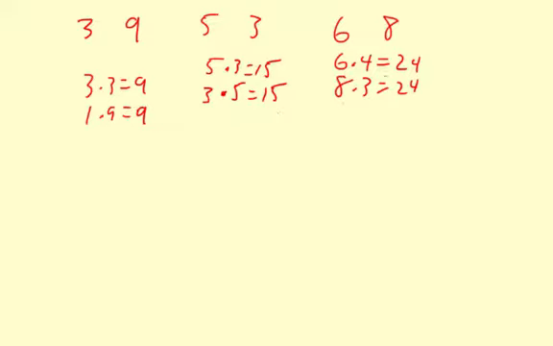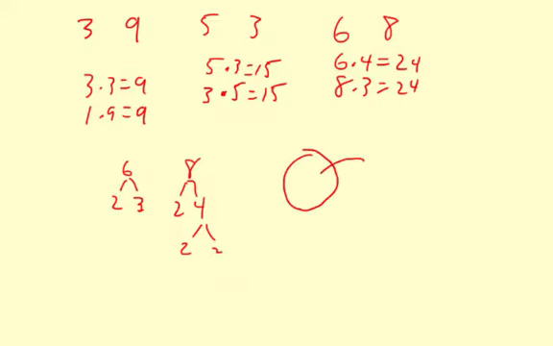Well, let's look at this example, 6 and 8. So what I'm going to do is factor 6. 6 is 2 times 3, and 8 is 2 times 4, and 4 is 2 times 2. So I'm going to use a Venn diagram. This first one represents the 6, the second one represents the 8. And I'm going to put the common factors in the middle.